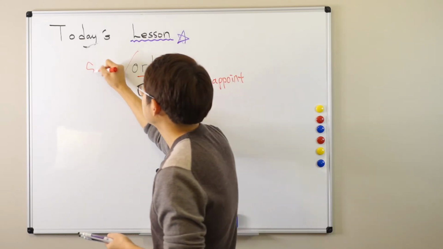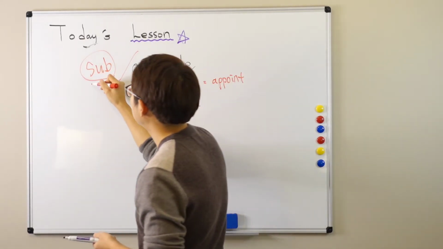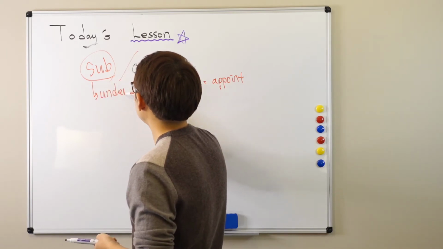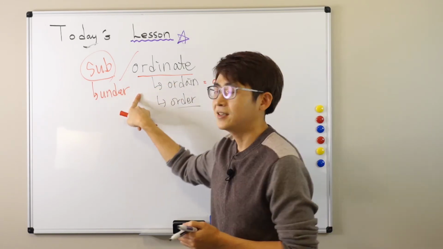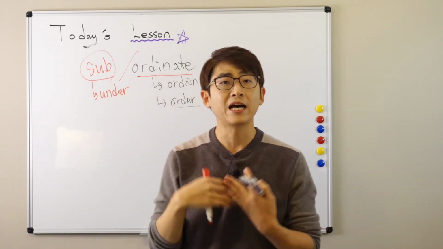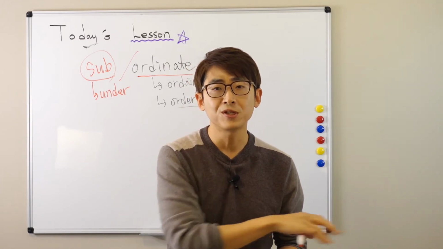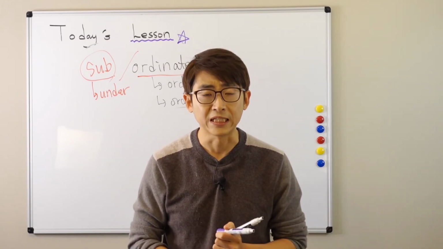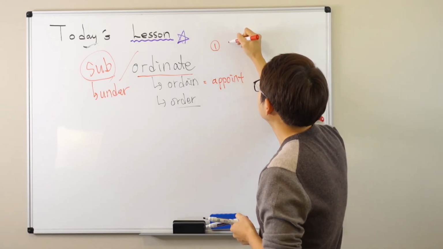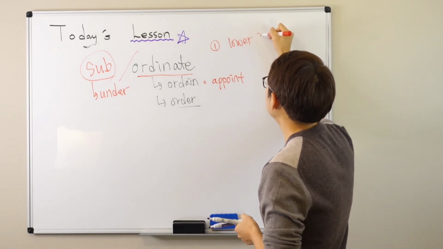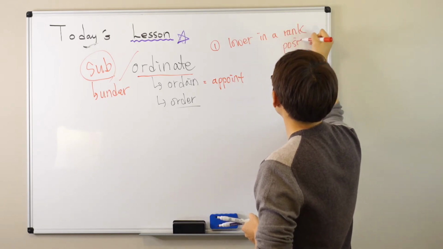And if we put sub, S-U-B, in front of ordinate, this one becomes under. So someone who was appointed under someone else. So I am the boss, and I appoint someone under my position, and he becomes my subordinate, right? So subordinate has the meaning of someone who is lower in rank or position.